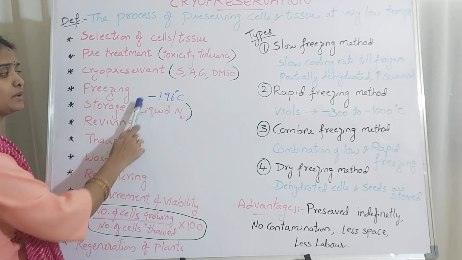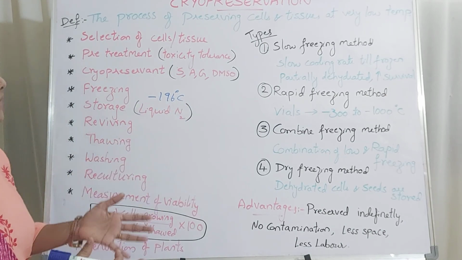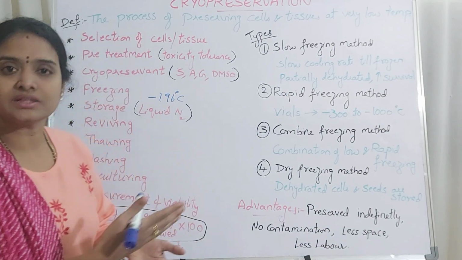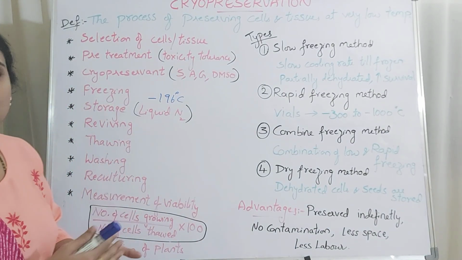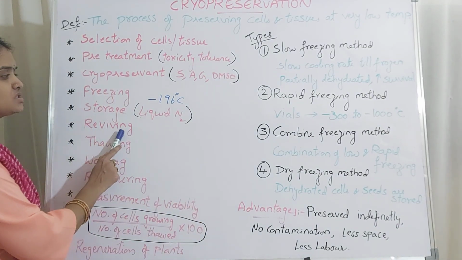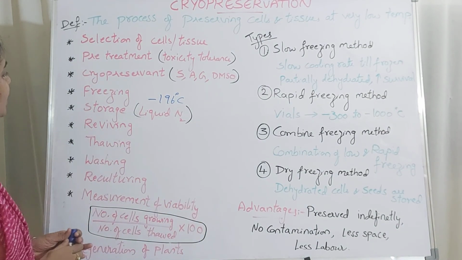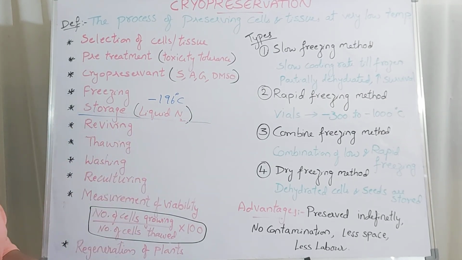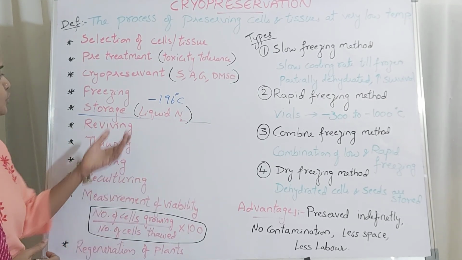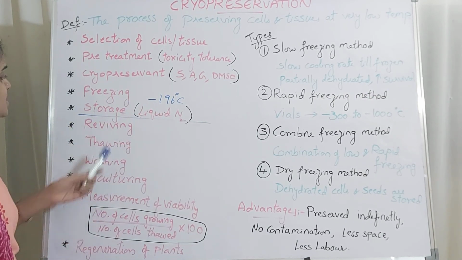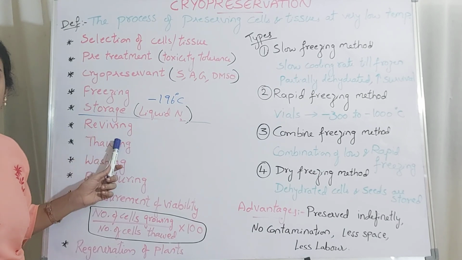Once you store them, after a certain time period, you require that tissue. That means you have to use that tissue again. You want that plant to be produced again. So what do you do? You have to revive those tissues. So up to here you have stored it for a few years. Now after a certain time period, you want the tissue to again produce a plant. In that case, you have to go for the reviving process.